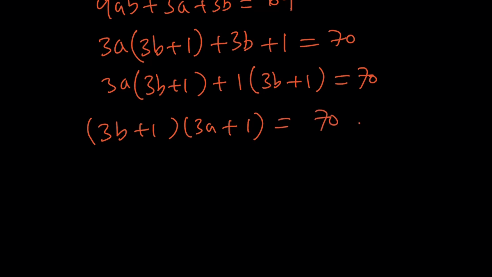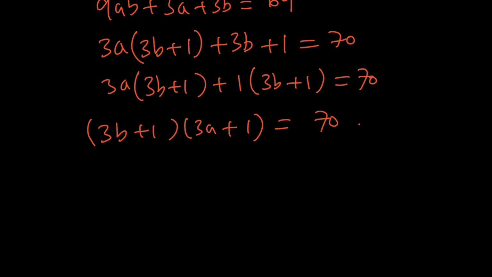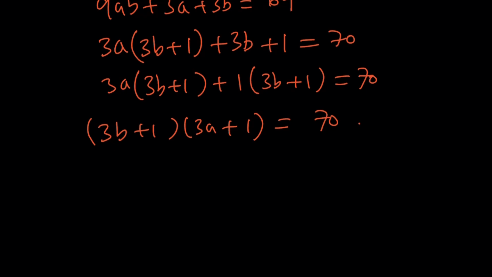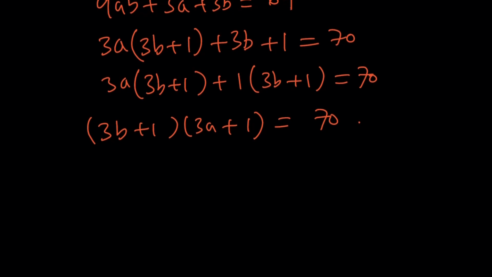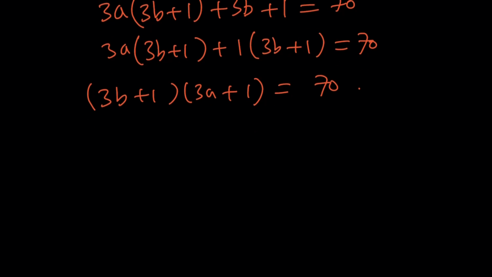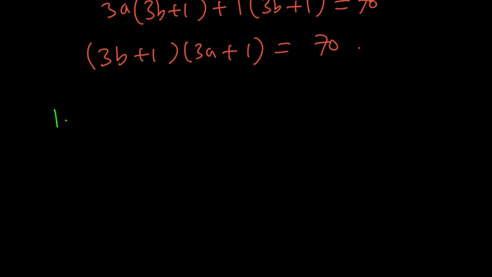So here's what it comes down to. I have the product of two integers, because a and b are integers, and their product is 70. There are many ways you can factor 70: 1 and 70, 2 and 35, 5 and 14, and so on. Let's look at the options. 1 times 70, 2 times 35, 3 and 4 don't go, 5 times 14, 6 doesn't go, 7 times 10, and there's nothing between 7 and 10 that goes into 70.